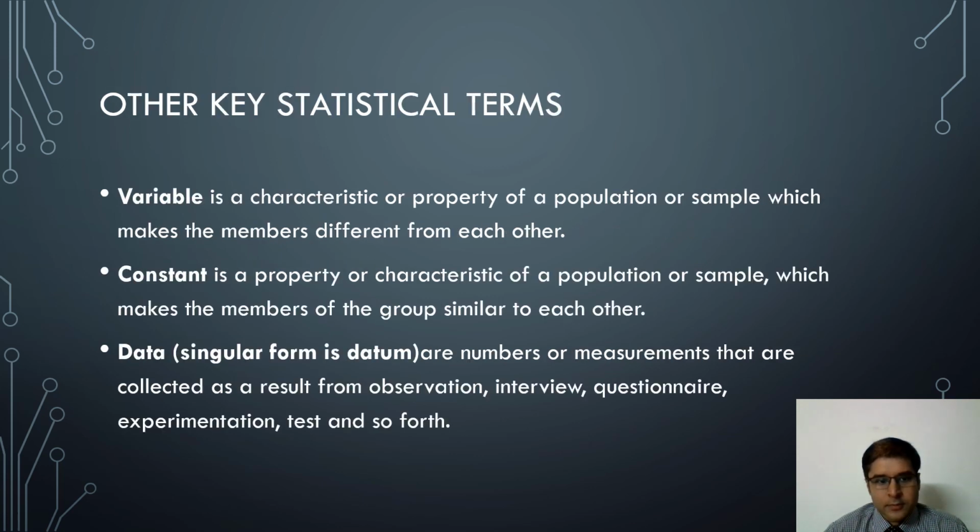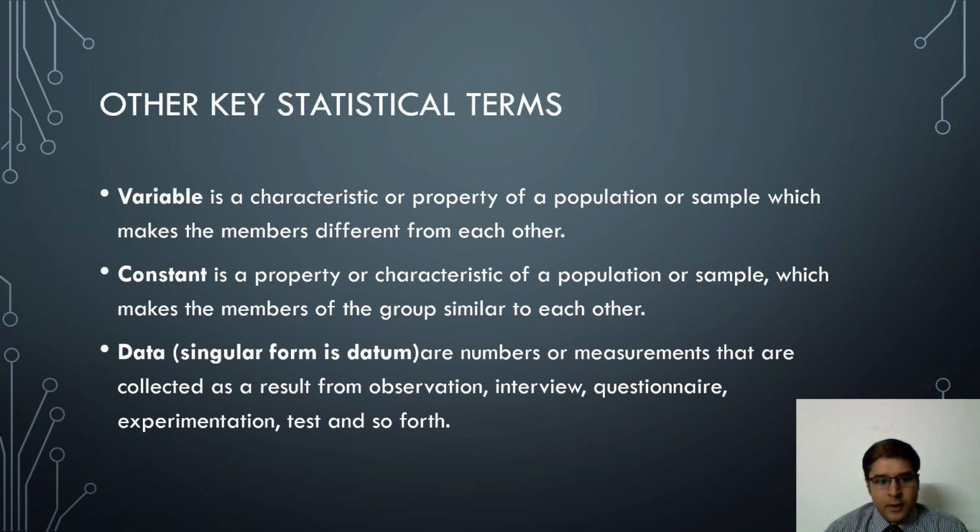Other key statistical terms. A variable is a characteristic or property of a population or sample which makes the members different from each other. So just like parameters in the case of the pandas data frame we discussed earlier, where each column represents a specific property of that data set, we have a variable in statistical terms, which is a characteristic or property of a population or sample, whichever you take, which makes the members different from each other, classifies them in fact.